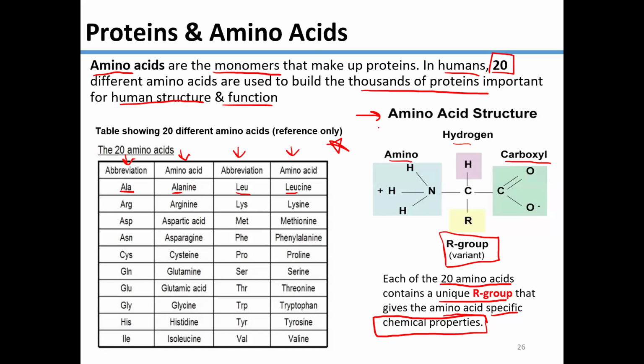So again, to summarize, we have 20 different amino acids. They're all going to have a very specific chemical structure to them, and that is going to be thanks to this R group over here. That R group is going to be unique, and it's going to give those amino acids those specialized or specific chemical properties.